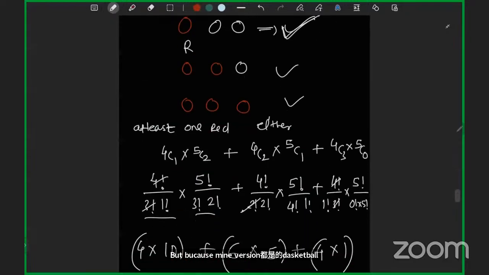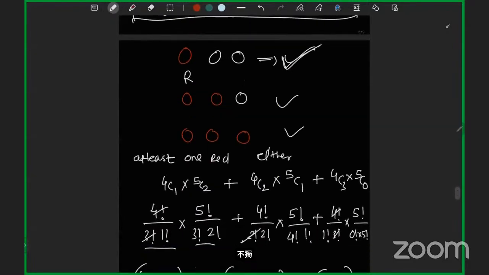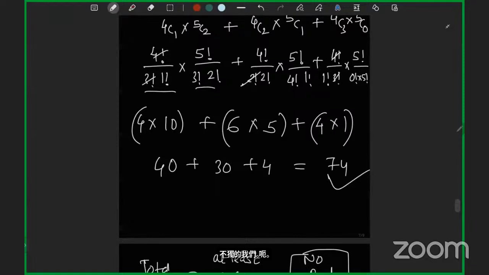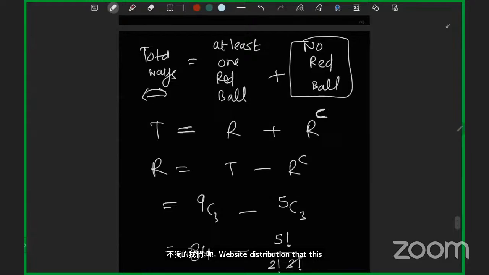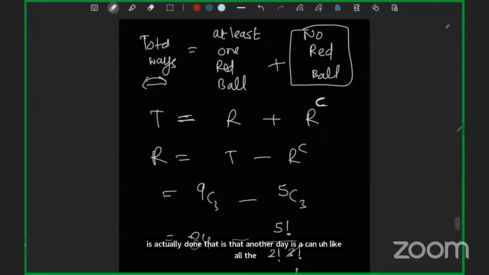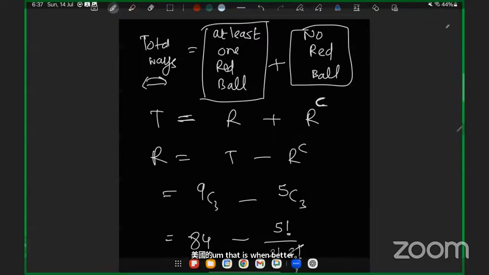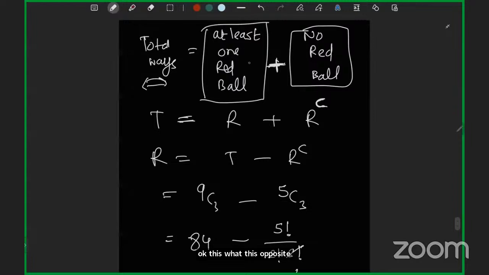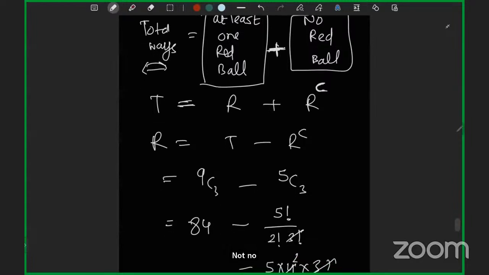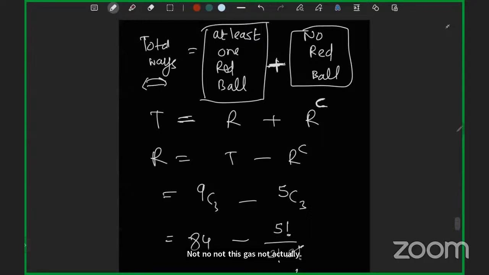To do that, I have written the first way, where I wrote all the ways in which it is possible. But I have to write all the cases, right? So another way is I can write the total ways to select 3 balls, and out of the total, there is the way where at least one red ball is there, plus the complement. What is the opposite of at least one ball? Not at least one ball, so that is 0 balls.